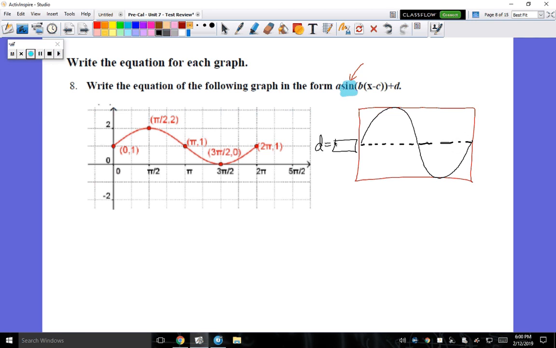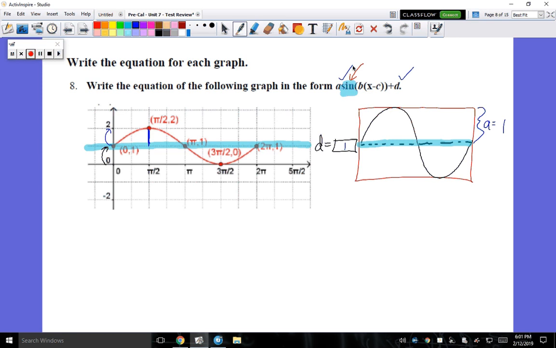And in this one, we can see that our D value is the middle of this wave, which is right here. It moved up from its original y equals 0, otherwise the x-axis, by 1. So D is going to be a positive 1, okay? Now we also know that this is A, or amplitude. And I can see from this wave, either going up by 1 or down by 1, that our amplitude is in fact going to be 1 unit. That's how big the jump was to get from y equals 1 to y equals 2. Okay? So D and A are accounted for.